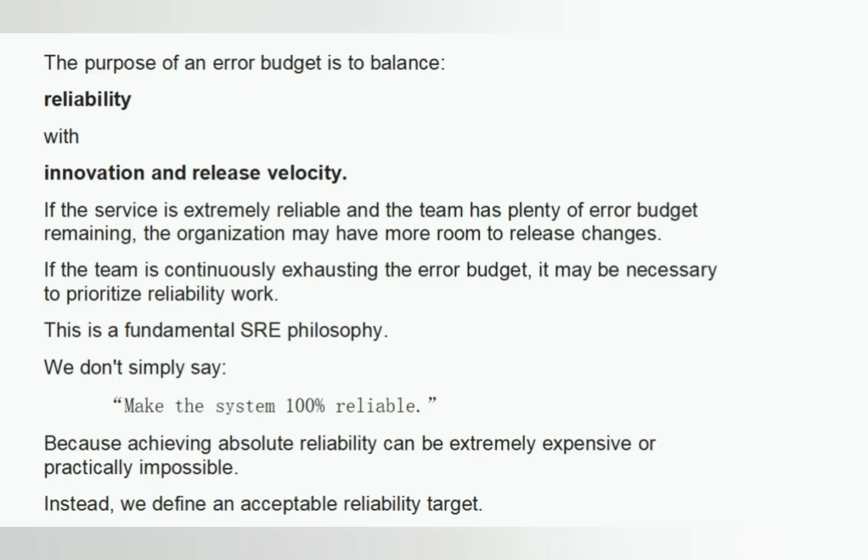Now, if the service is extremely reliable and the team has plenty of error budget remaining, the organization may have more room to release the changes. If the team is continuously exhausting the error budget, it may be necessary to prioritize the reliability work. This is a fundamental SRE philosophy. We don't simply say make the system 100% reliable, because achieving absolute reliability can be extremely expensive or practically impossible actually. So instead we define an acceptable reliability target. We can say that 99.9% of the time the system will be up, 0.1% there can be failure.